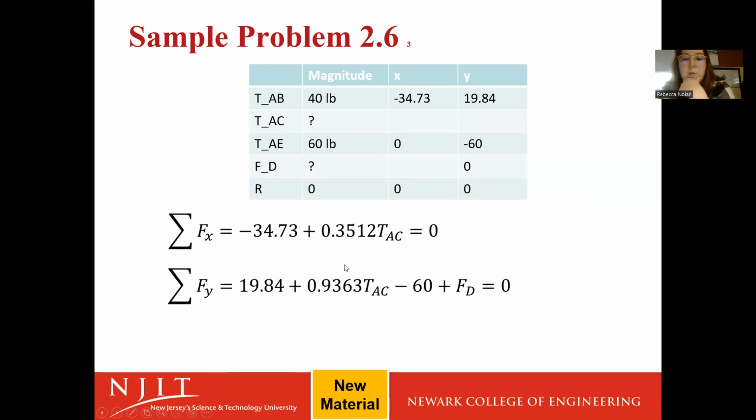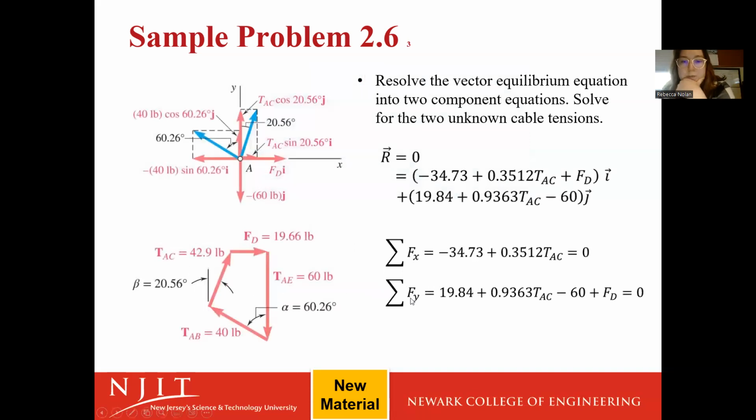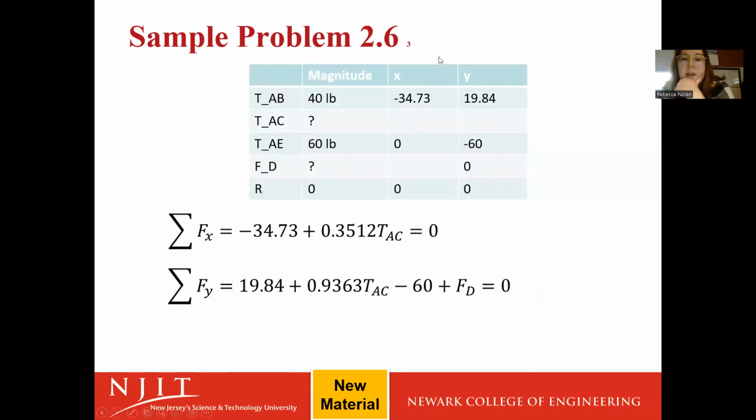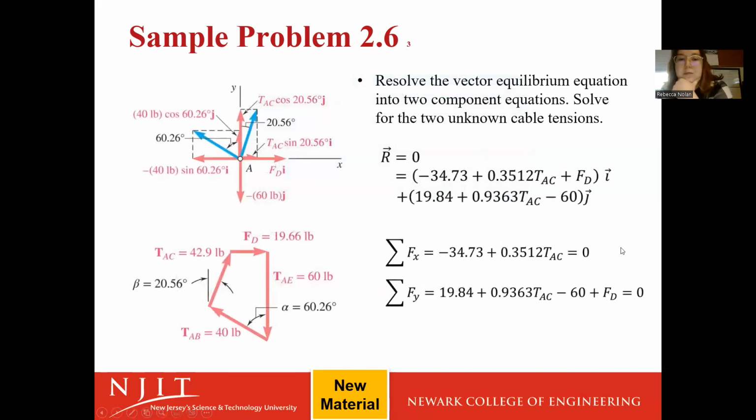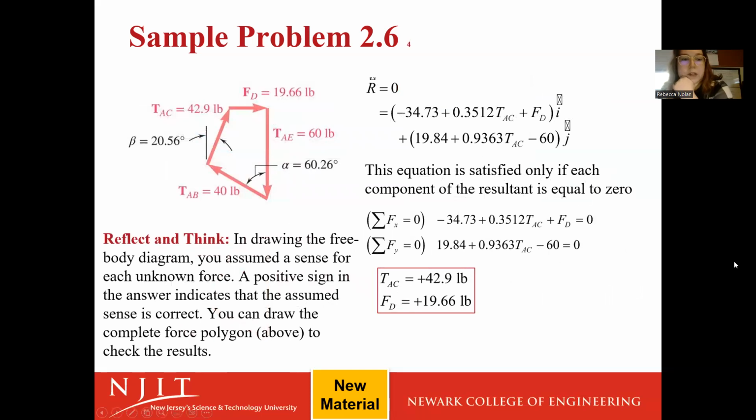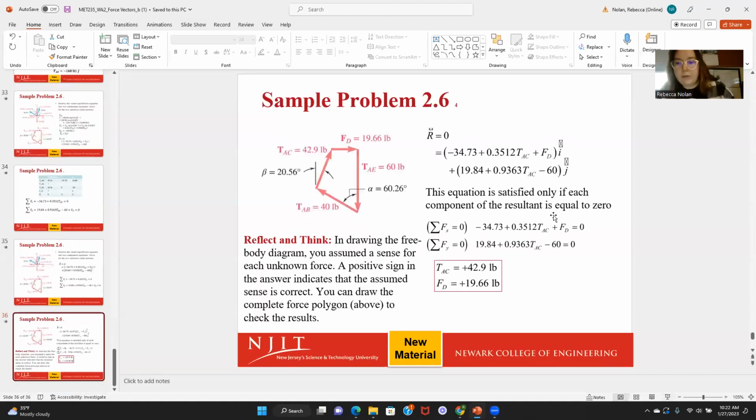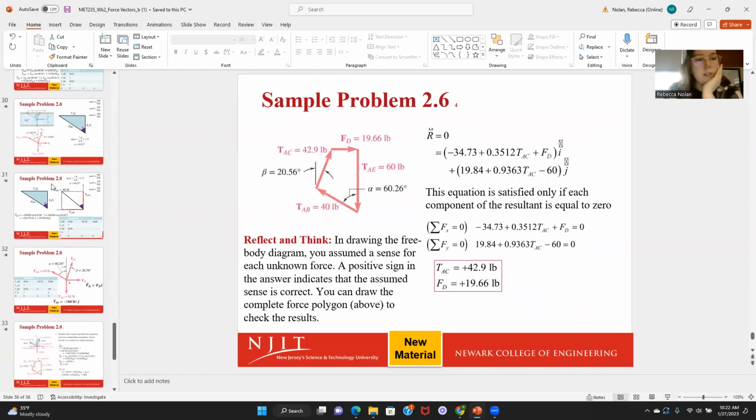That will give us one unknown of TAC to solve for. And then with our x, we'll have TAC, so we can solve for the force of drag then. This is how it essentially works out. Okay, cool. Any questions up to this point?